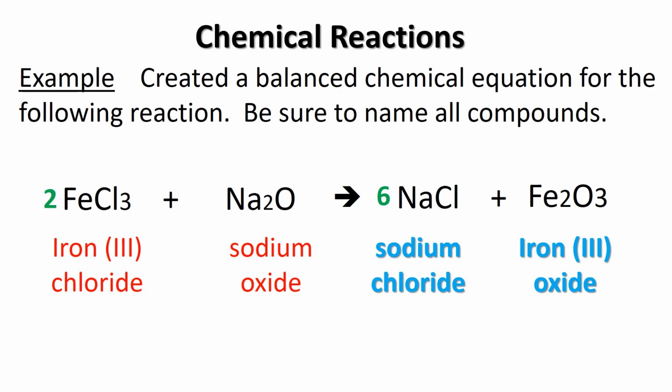Now, what has that done to our sodiums? Well, that gives us 6 sodiums here, and on this side we already have 2. So to balance our sodiums, looks like we'll just need a 3 in front. And that gives us 6 sodiums. That also gives us 3 oxygens here. And over here we already have 3. So that one is done, balanced, and everything's named.